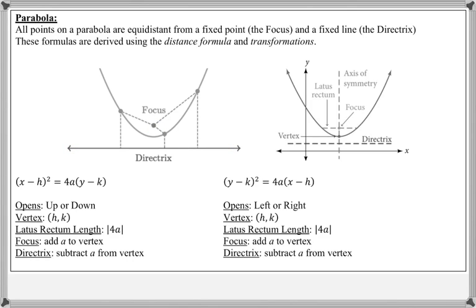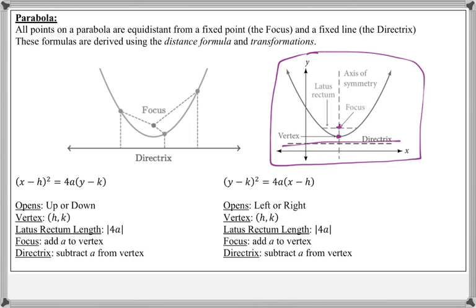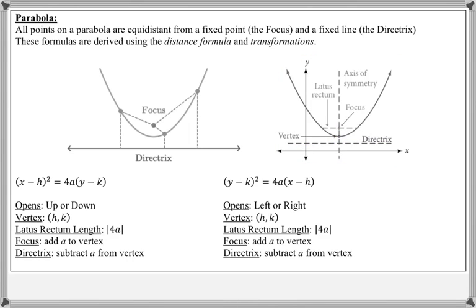If we look at these diagrams, we see a lot of information. We have our vertex, we have our focus, we have our directrix. We have something called the latus rectum, and that's really just a fancy name for the width of the parabola at the focus. So this is really just the width of the parabola at the focus.